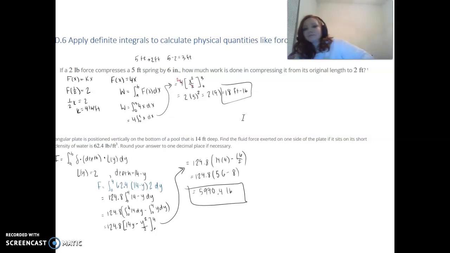Basically, once you find out what f of x equals, which is 4x, the equation for work is the integral from a to b of the force, f of x, dx, and then evaluating that. It is bounded from 0 to 3 because the compression was going from 5 feet to 2 feet. So that's 5 minus 2 is 3 feet, so you're going from 0 to 3.